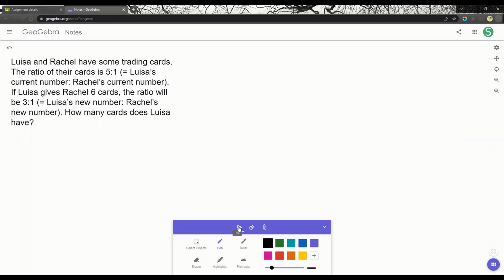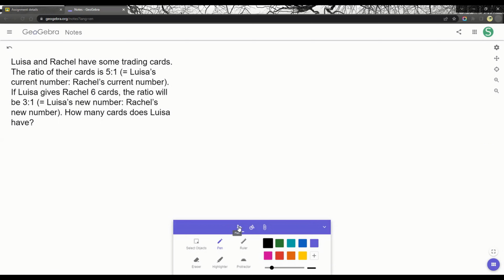All right, this problem says Luisa and Rachel have some trading cards. The ratio of their cards is 5 to 1, equals Luisa's current number to Rachel's current number. If Luisa gives Rachel 6 cards, the ratio will be 3 to 1, equals Luisa's new number to Rachel's new number. How many cards does Luisa have?